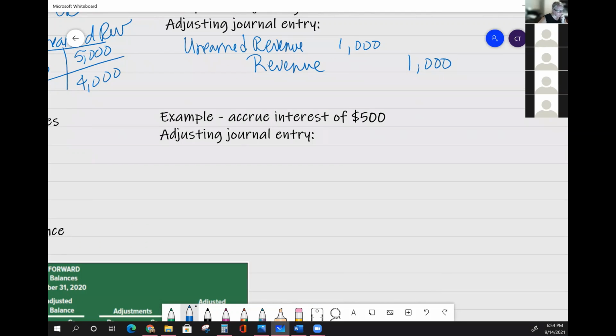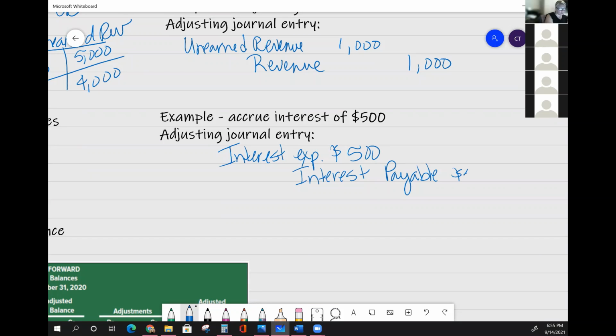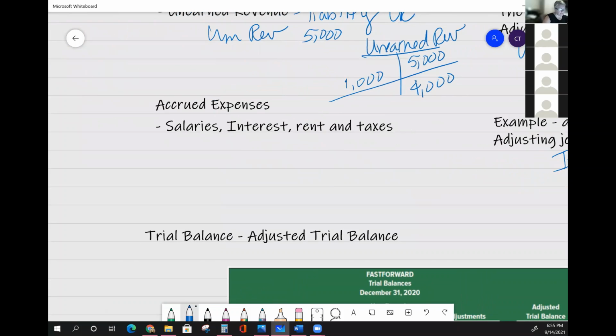So let's say we have to accrue interest of $500. Maybe a portion of the interest period is in this current month, and I want to recognize that $500 as an expense. So interest is just going to go to interest expense for $500. And then my offset to that is going to be a liability. So it's going to be interest payable. And this lets me know that I'm liable to pay in the future the $500. So that's interest.